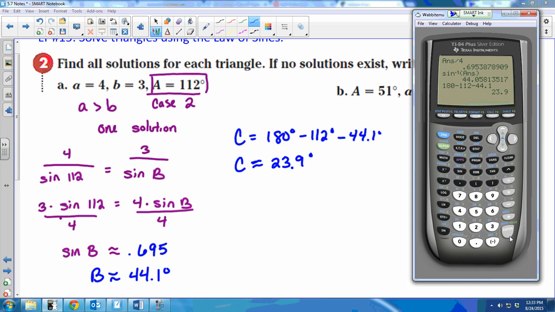I'm just going to set it up and then give you the answer because I'm pretty sure you guys could figure it all out, correct? So we would have 4 over the sine of 112 equals side C over the sine of 23.9. And then you would cross multiply, and you get 1.7 units. So if there's one solution, you just do law of sines like you did before. No big deal.